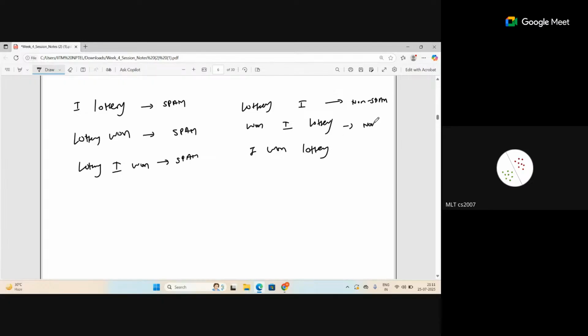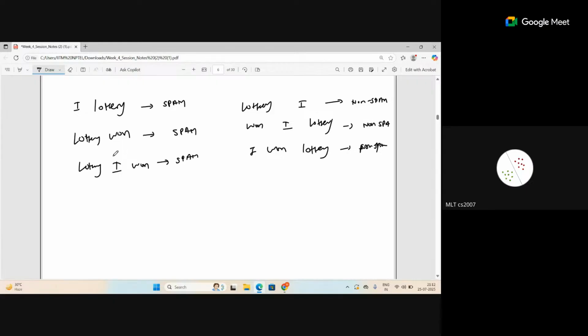This is a non-spam email, right? Similarly, it's a non-spam email, like that. So these are examples where all of these words are occurring simultaneously, but sometimes it will be said to be spam, and sometimes non-spam. Again, it depends on the order, and it also depends on human understanding, right?